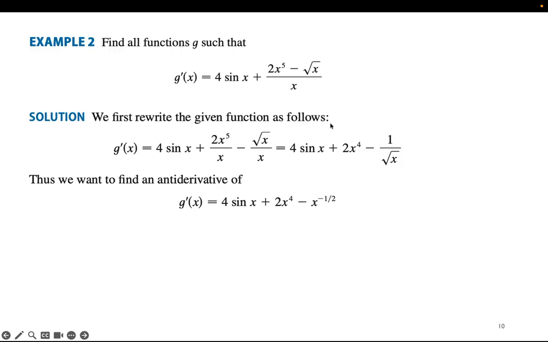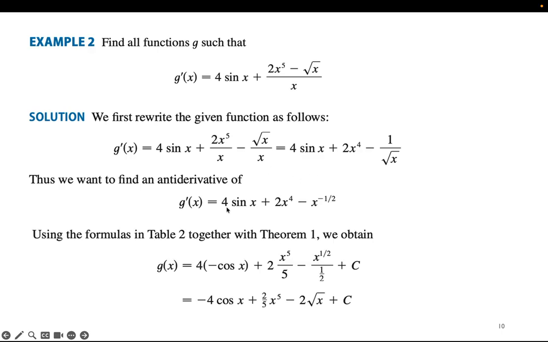So this is g prime, simplified, so that I have two power rules, and I can apply that rule that we saw, the reverse power rule. And also we know that when you differentiate cosine you get negative sine, so you need a negative here in front of it. So again, you can always double check. If I differentiate negative 4 cosine, I get 4 sine. And then the rest of this is just the reverse power rule.